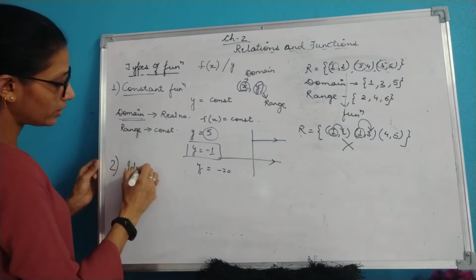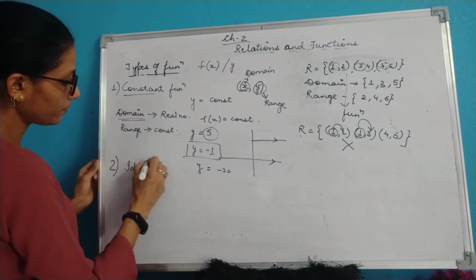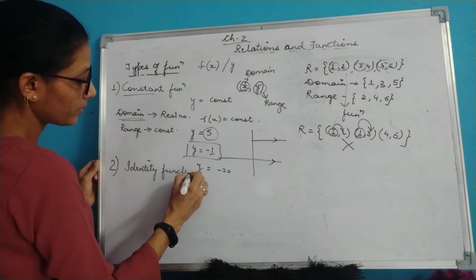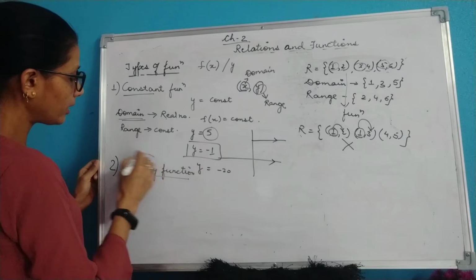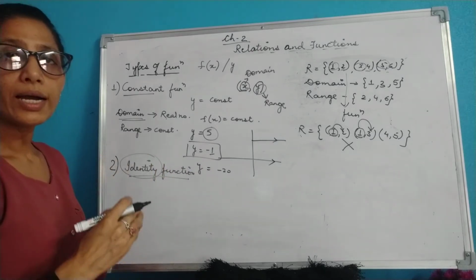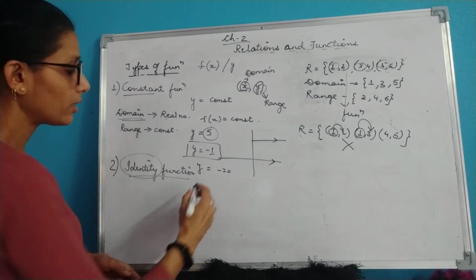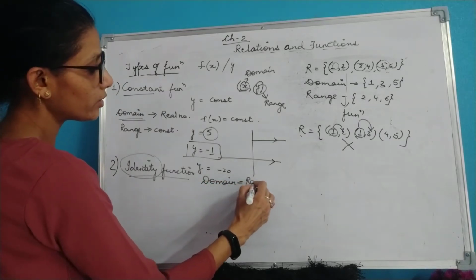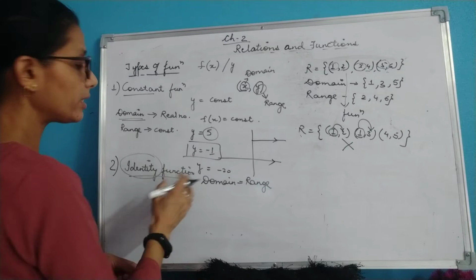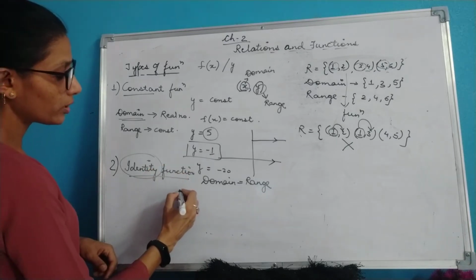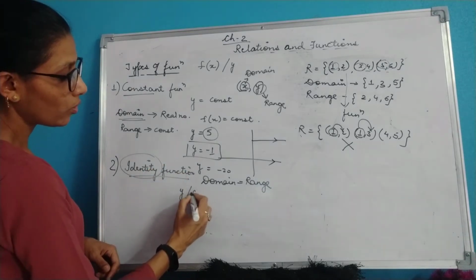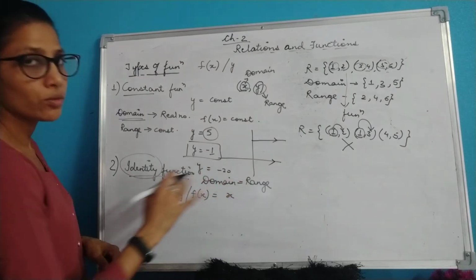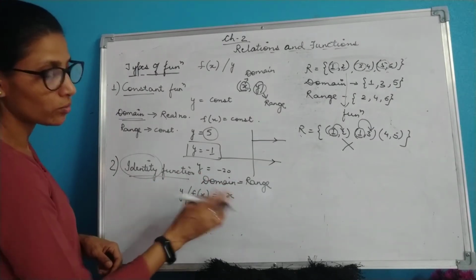Second, identity function. Now children, the name itself is suggesting it. Identity means identical. If your domain is equal to range, then it is your identity function. The function can be represented as y or f(x) equal to x. That means range is equal to domain.